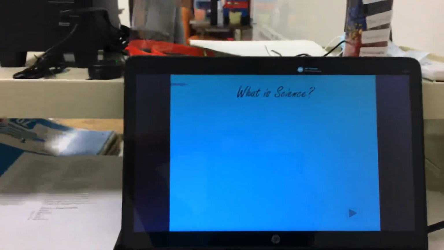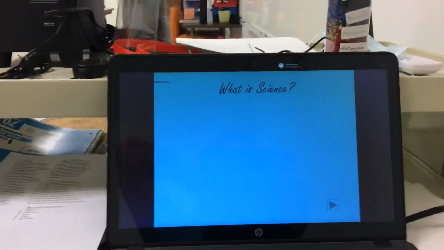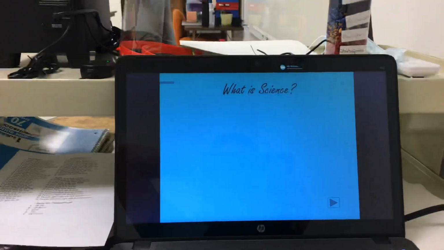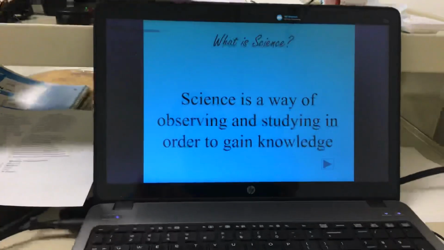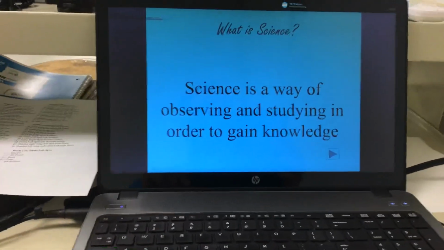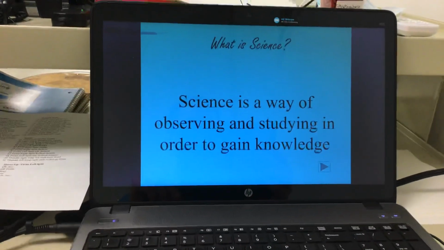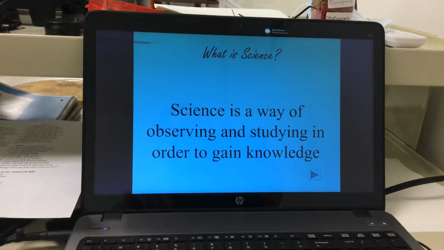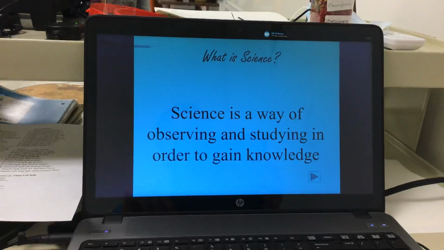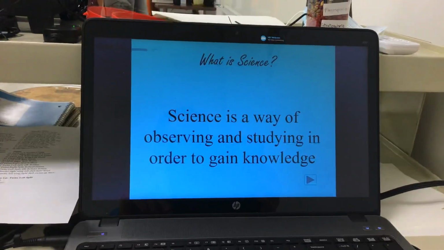What is science? Okay, so science isn't always what you think, I would take a moment and write down this definition. Science is a way of observing and studying in order to gain knowledge.